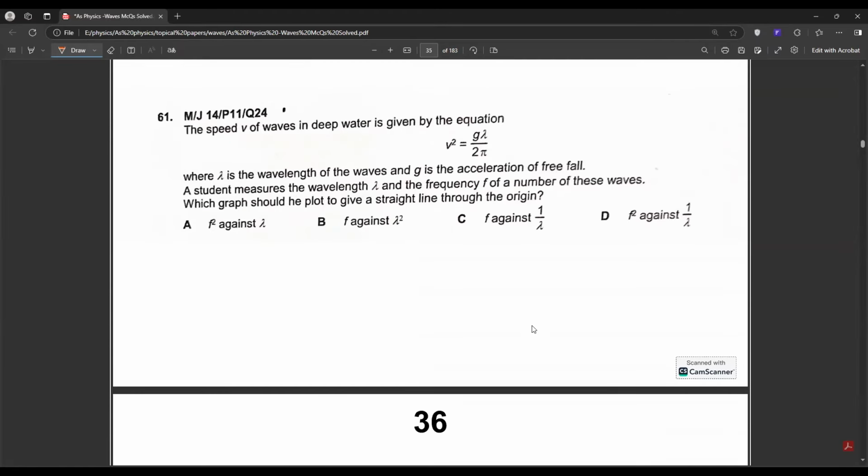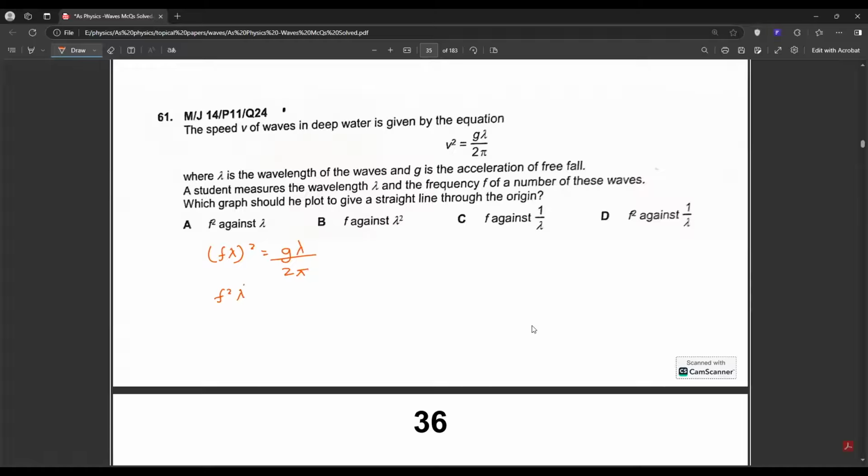The speed v of waves in deep water is given by this equation, where lambda is the wavelength of the waves and g is the acceleration of free fall. Perfect. A student measures the wavelength and the frequency of a number of these waves. Which graph should he plot to give a straight line through the origin? Okay. So v squared is equal to g lambda over 2 pi. So instead of v, what can I write? f lambda, whole squared, is equal to g lambda over 2 pi. Perfect.